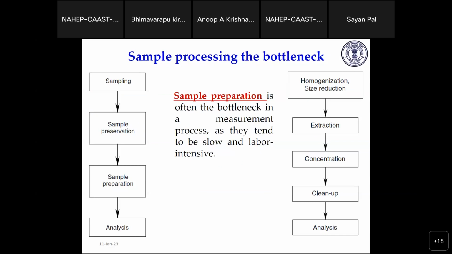Many people lose their analyte during sample preparation, because the instrument can only detect whatever you put into it. But if you don't prepare the sample properly or extract the actual analyte out, you will not be able to achieve the final target.